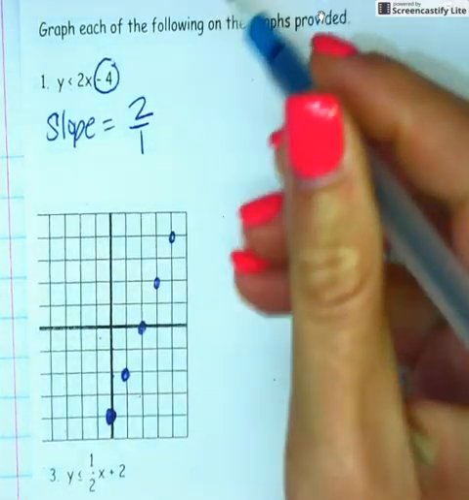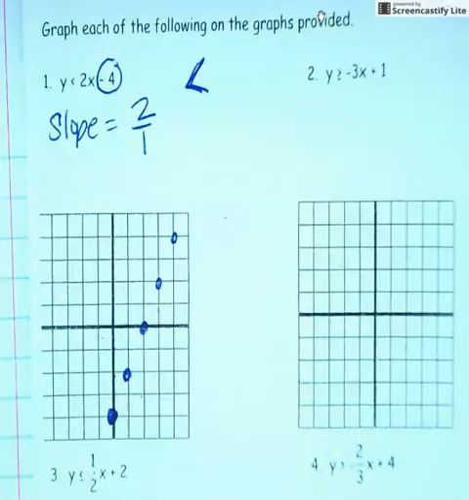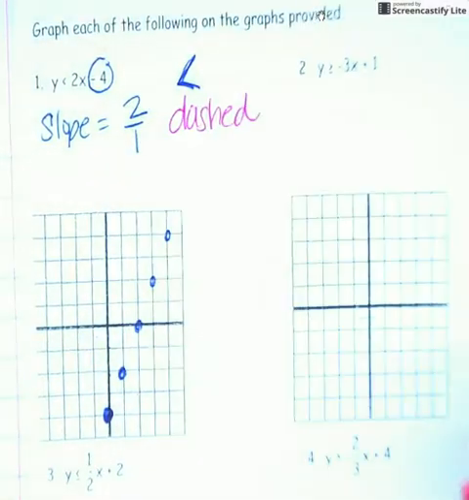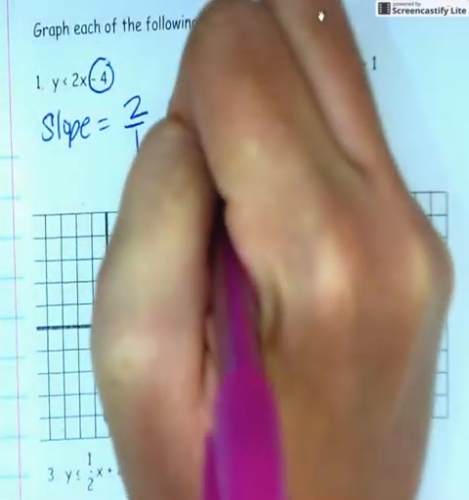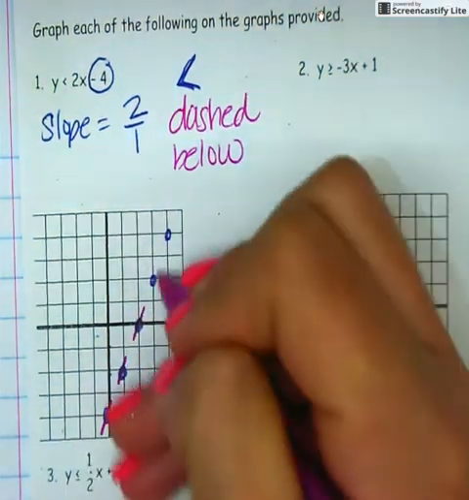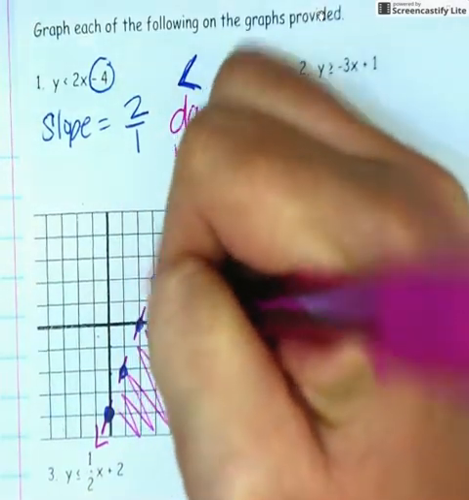All right, we've got a less than sign. So since there is no line underneath it, we are going to have a dotted line or a dashed line. And less than means we're going to shade below. So I'm going to draw a dashed line through my points, and I am going to shade below.